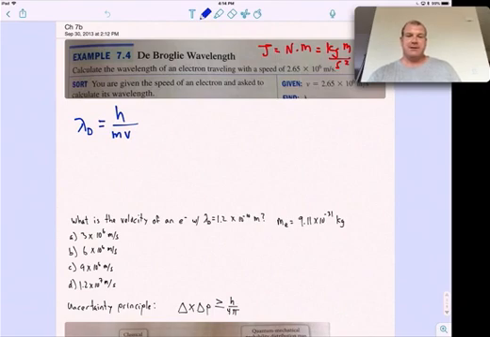So what is the wavelength of an electron traveling at 2.65 times 10 to the 6 meters per second? That's pretty fast. 2,500 kilometers a second. Whew. It's flying by. Not even close to the speed of light, though. That's about 1/100th of the speed of light. But electrons are pretty easy to speed up real fast.